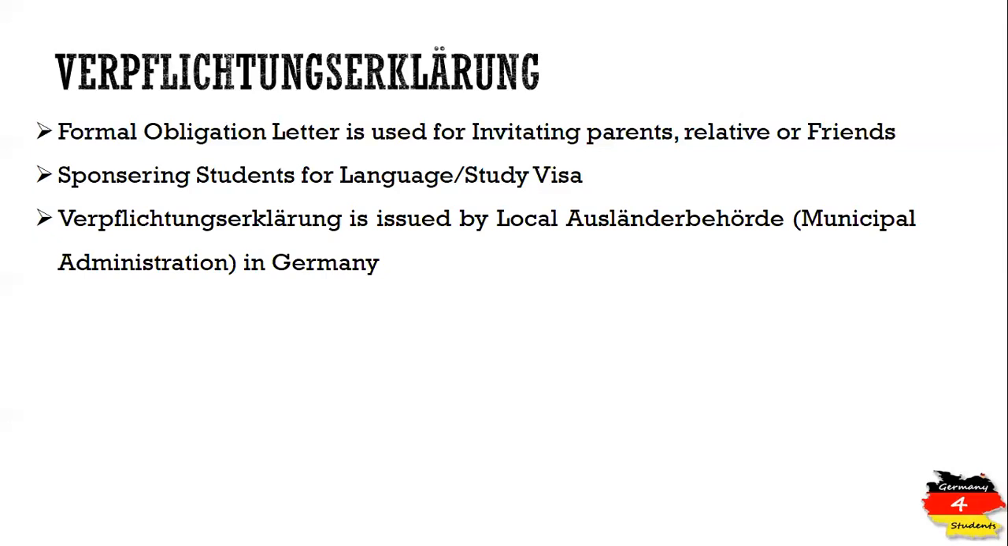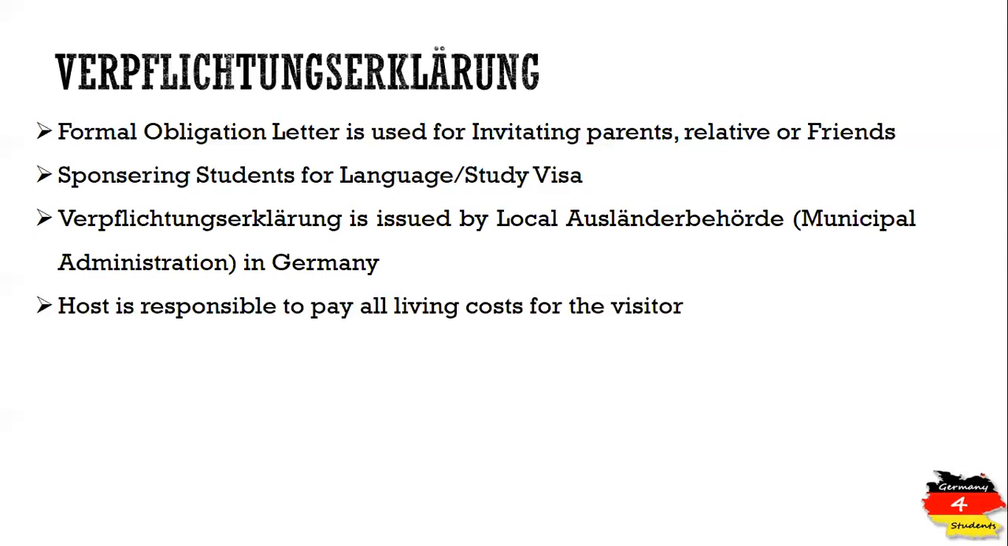Now, the Verpflichtungserklärung or the formal obligation letter is issued by the local Ausländerbehörde in Germany. And once you have received that document, it means that the host who has received the Verpflichtungserklärung is taking responsibility of certain things. And the first thing is that the host is taking responsibility to pay all kinds of living costs of the visitor or the person he is inviting. Now this includes all the accommodation cost and all the cost for food, etc.